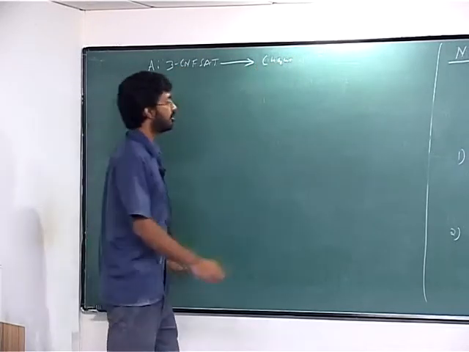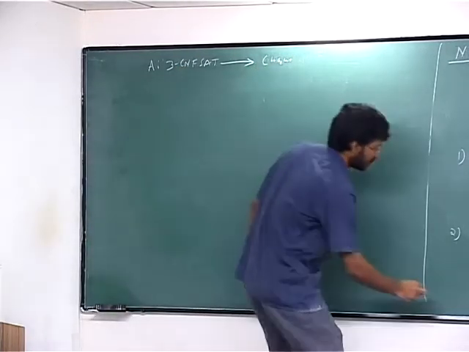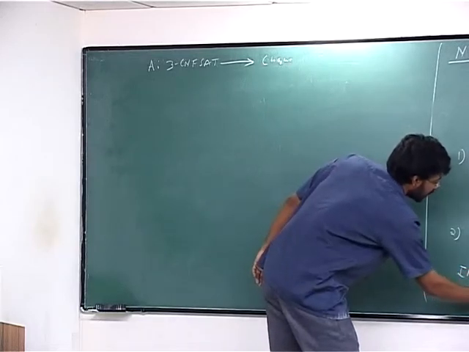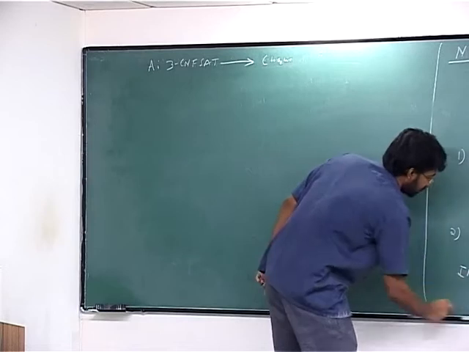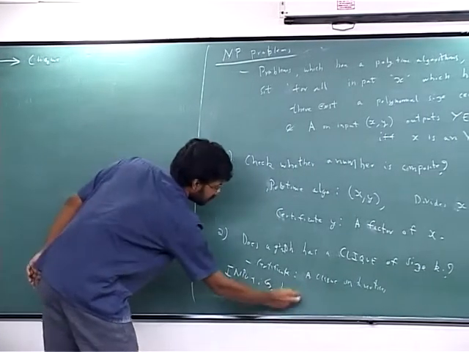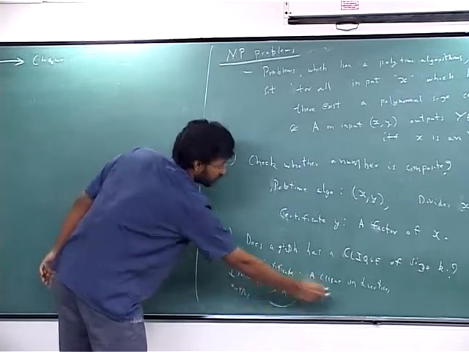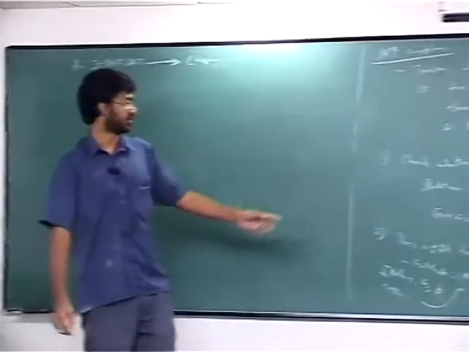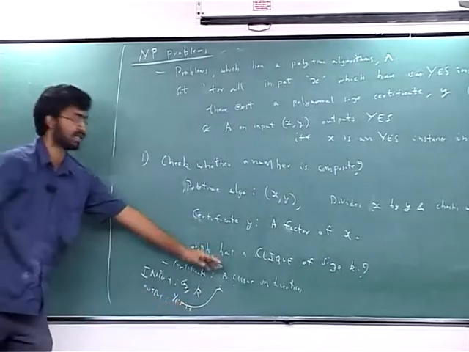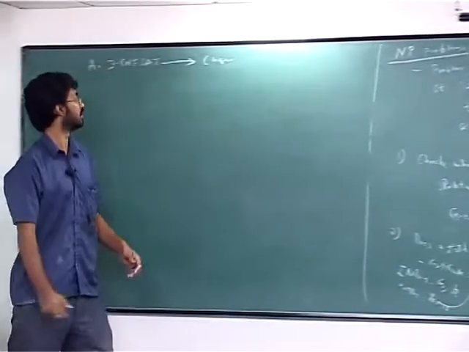So what is this clique problem? In the clique problem, the input is a graph G and a number k, and the output is whether it has a clique on k vertices.